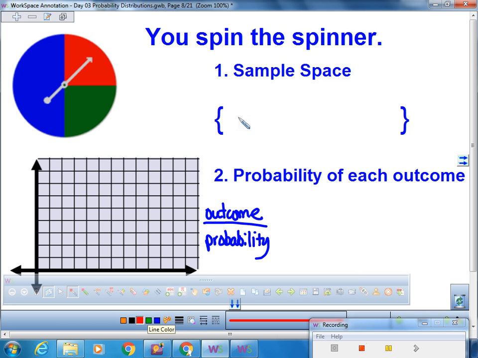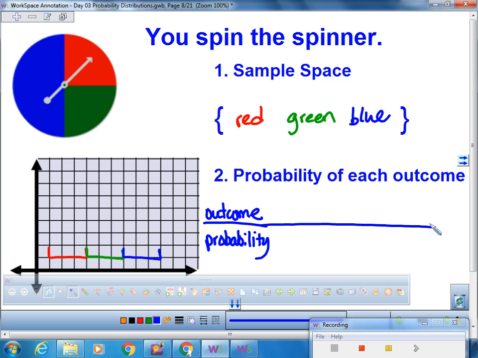We've got either red or green or blue. I think I put that over here already. I've got red, I've got green, and I've got blue. Let's look at the probability of each one. Okay, so my outcomes are red, green, and blue. Look at that, it's going to be 2 minutes.